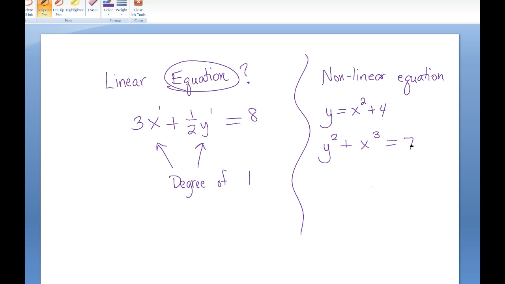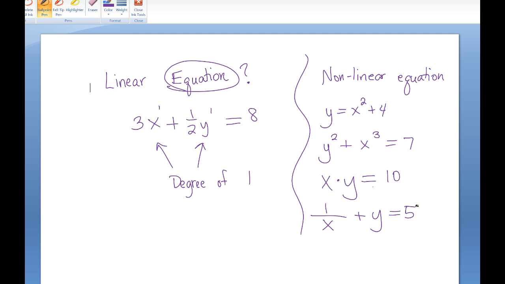Another thing is that you see how x and y are separated by a plus sign? Another example would be, what if x and y are multiplied together? So x times y equals 10. That's not allowed. x and y have to be separated by a plus or a minus sign. Good so far?